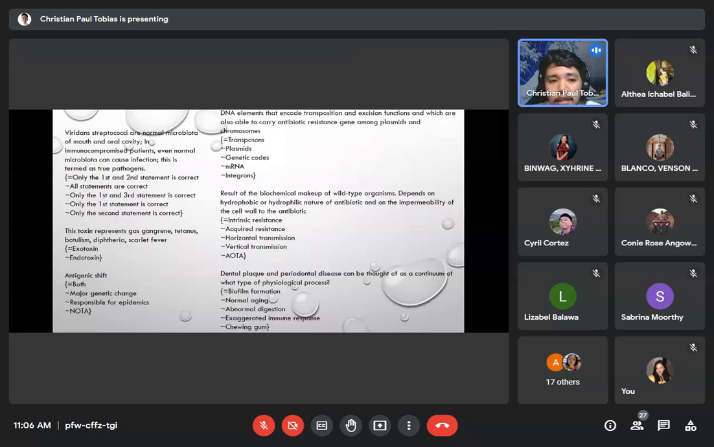So, DNA elements that encode transposition and excision functions and which are also able to carry antibiotic resistance genes among plasmids and chromosomes, transposons by definition. So, results of a biochemical makeup of wild-type organism depends on hydrophobic, hydrophilic, so intrinsic resistance. Definitions lang to. So, dental plaque and periodontal disease can be thought of as a continuum of what type of physiological process? Ano lang ba yung physiological processes na nabanggit natin sa discussion? Biofilm production or biofilm formation.